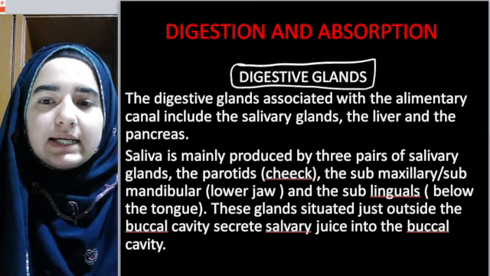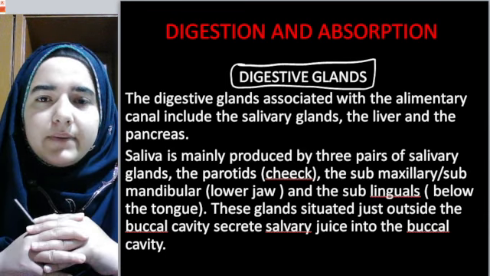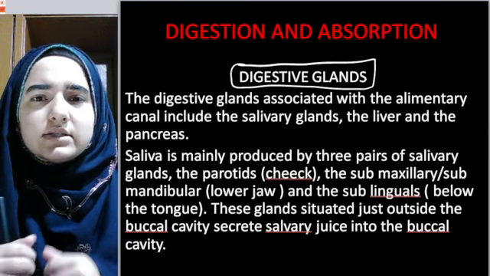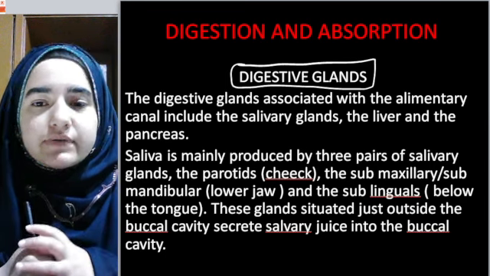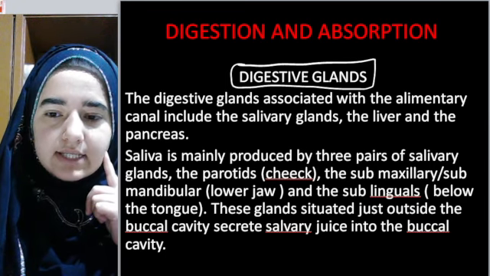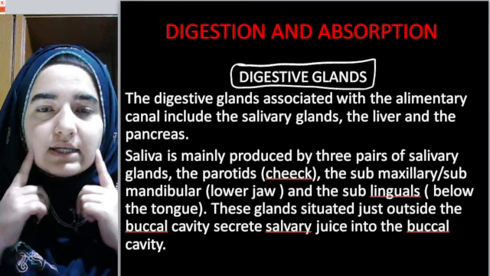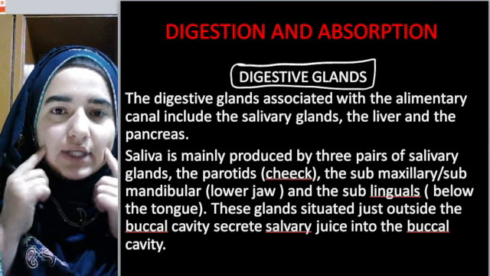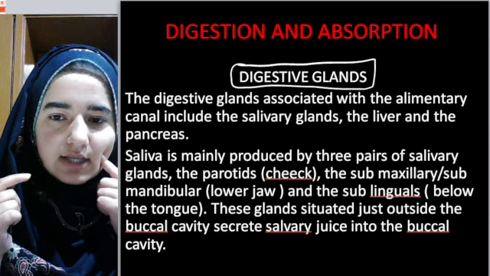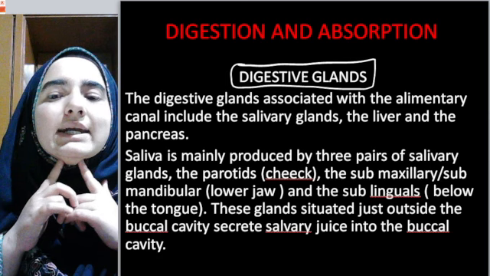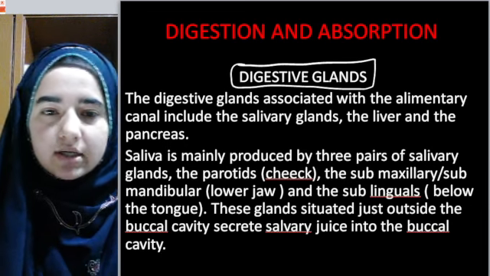Okay. Salivary gland. What is the function of salivary gland? As the name says, salivary gland is something related to saliva. Yes, you are right. Salivary glands mainly produce saliva. There are three pairs of salivary glands. The first one is in the cheeks, which we call parotids. One on this side and another one on this side. Then we have submaxillary or submandibular in the lower jaw, and the third one is sublingual, below the tongue.